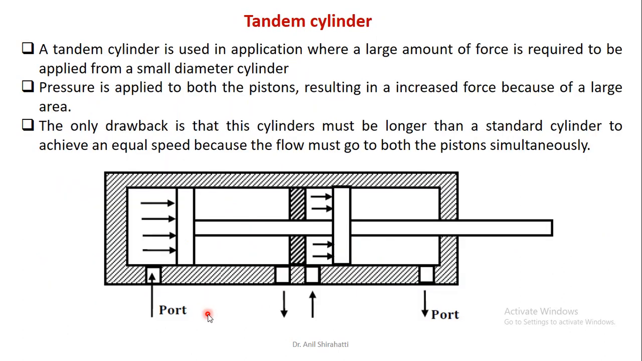So last is the tandem cylinder. A tandem cylinder is used where a large amount of force is required from a small diameter cylinder. The pressure is applied to both pistons, resulting in an increased force because of the larger area. So you can see the amount of force applied is more. The only drawback is that this cylinder must be longer than the standard cylinder to achieve an equal speed, because the flow must go to both pistons simultaneously.